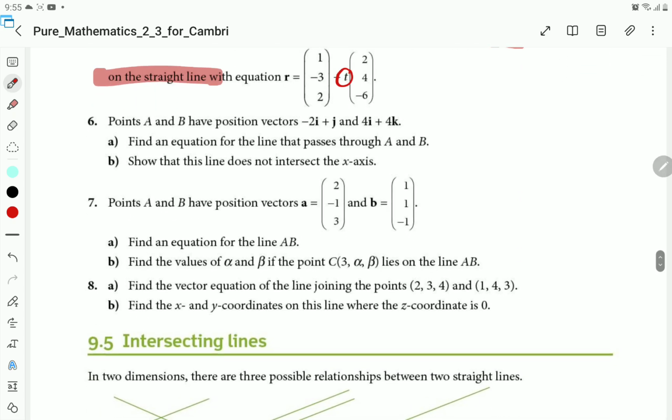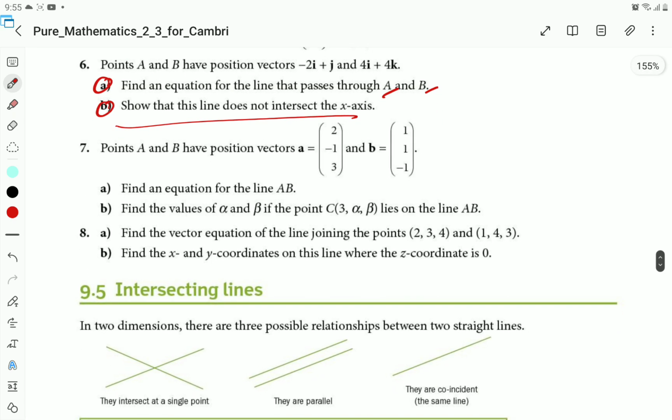Points A and B of position vector. Find an equation of the line that passes through AB. I think this is easy. Show that this line does not intersect the x-axis. I think if you can answer this, then you can have this one. Okay, you can do it, definitely. Find the values of alpha and beta if the point lies on the line.